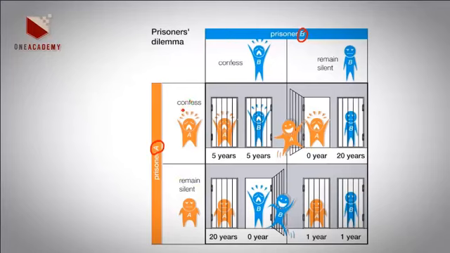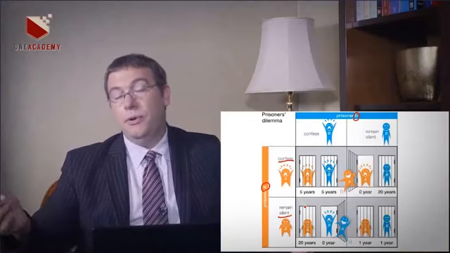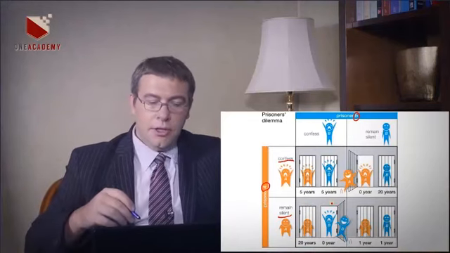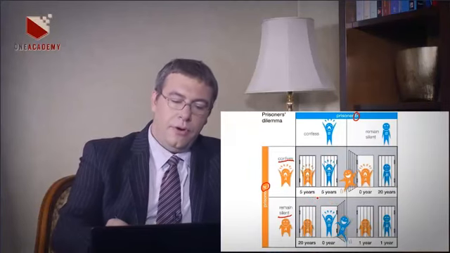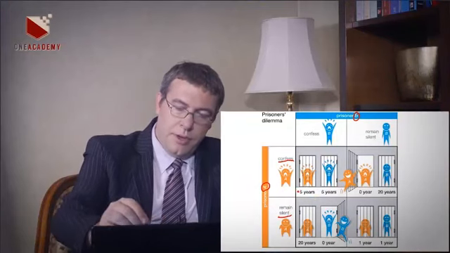If you confess and tell on the other criminal, so betray your partner, then you will be given a lighter sentence. And if you remain silent, you will be given a harder sentence. So what we have here is four different situations. Let's say prisoner A and prisoner B.